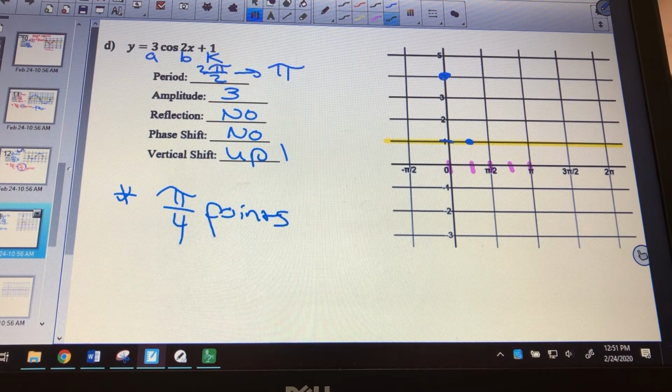All right, and then another pi over 4 over. So at pi over 2, you're going to be 3 below the midline. And then we work our way back up. So another pi over 4, you're back on the midline. And then another pi over 4, you're 3 above the midline. All right, and then the last one I think has everything.